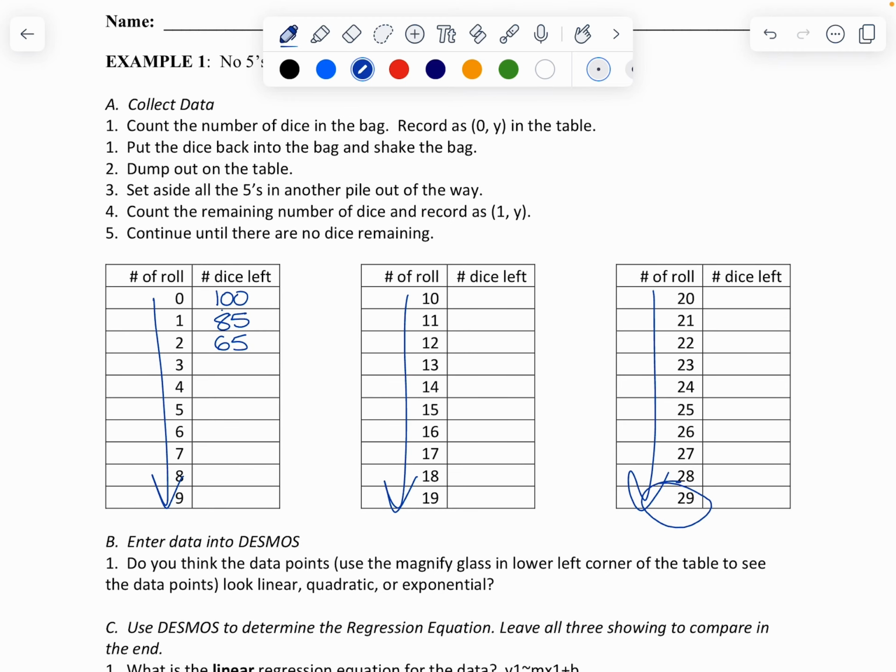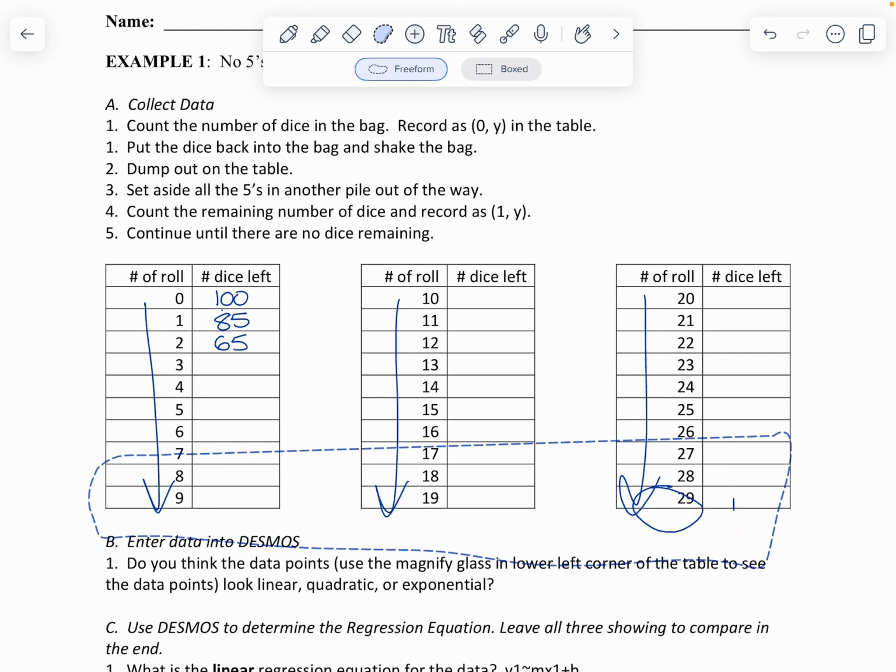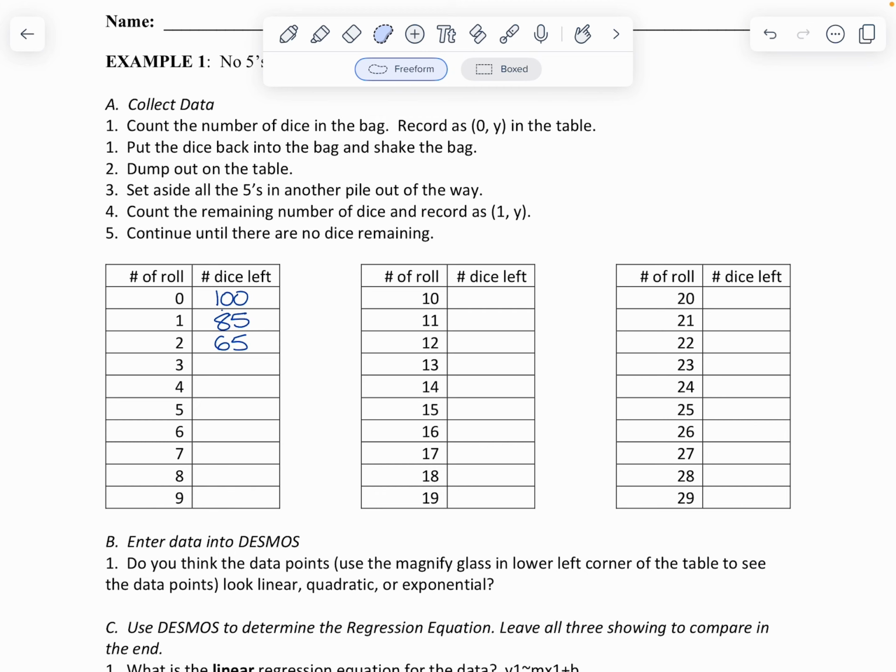If it takes you over 29, and maybe you just have like 1 left and you're stuck on it, then just stay stuck on it. It's okay. If you don't get rid of all of it, it's okay. It's not the end of the world.